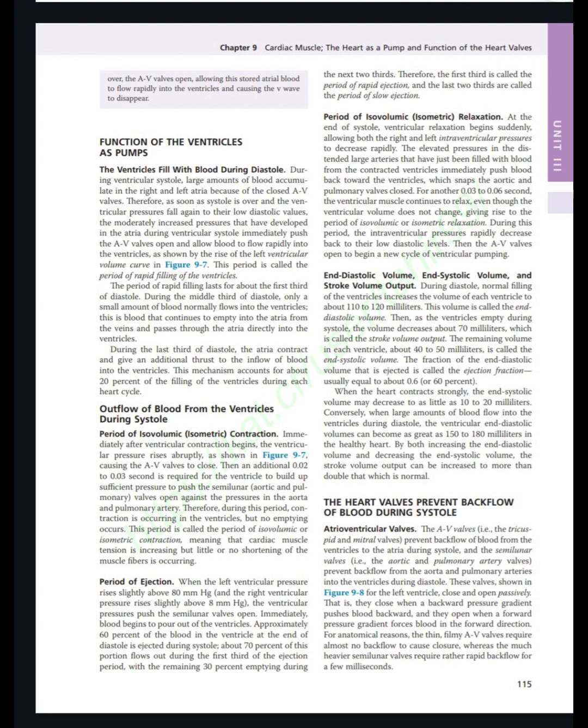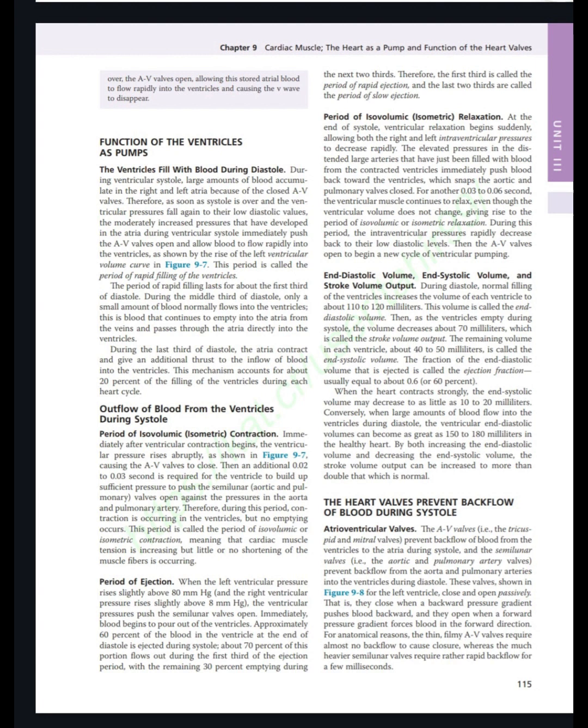This period is called the period of rapid filling of the ventricles. The period of rapid filling lasts for about the first third of the diastole. In the middle third of the diastole, only a small amount of blood normally flows into the ventricle. This is blood that continues to empty into the atria from the veins and passes through the atria directly into the ventricles. During the last third of diastole, the atria contract and give an additional thrust to the inflow of blood into the ventricles. This mechanism accounts for about 20% of the filling of the ventricles during each heart cycle. Highlight all these three paragraphs.